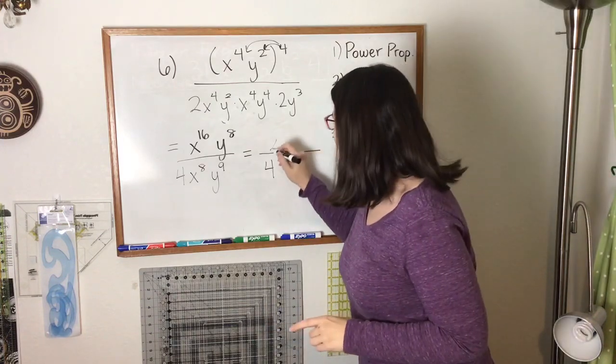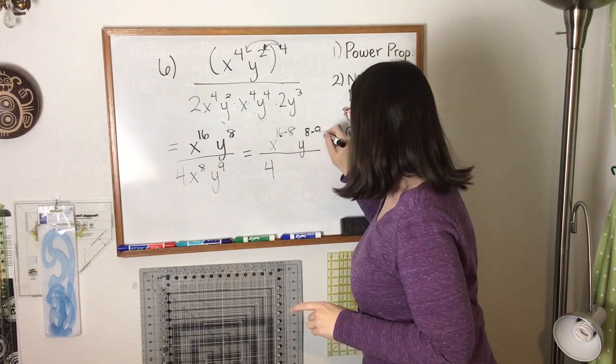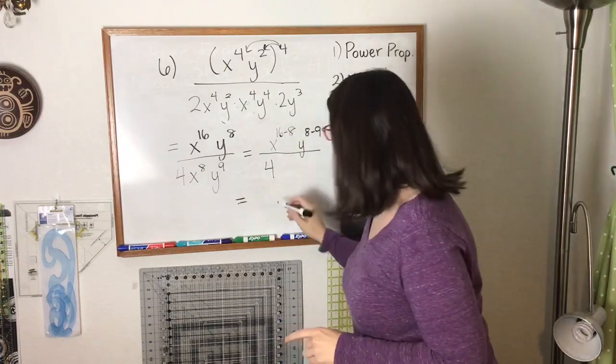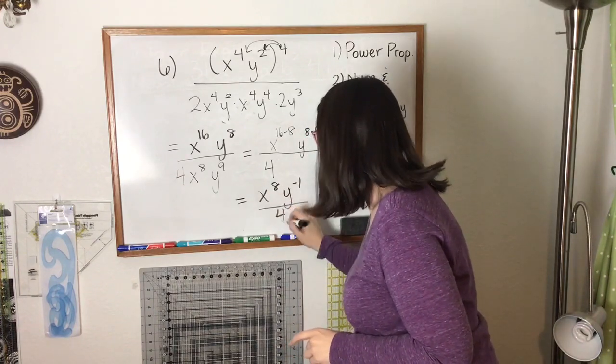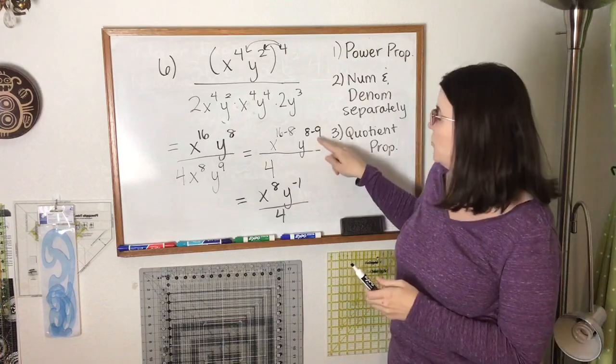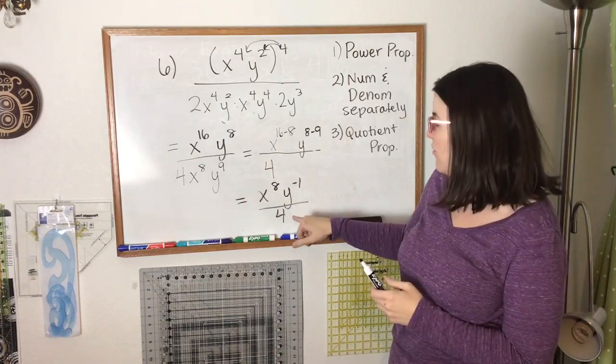On top, I'm going to get x to the 16 minus 8, y to the 8 minus 9. That'll give me x to the 8, y to the negative 1 over 4. And if you want, because you knew that there was more of this y in the denominator, you could have just left it in the denominator.